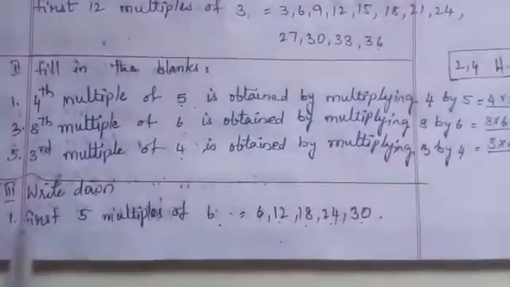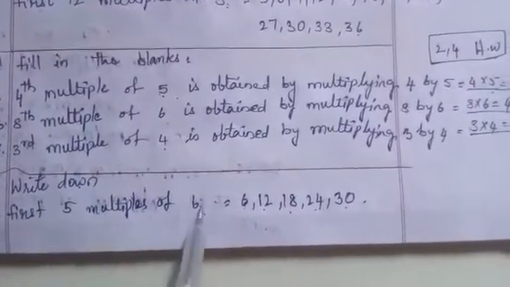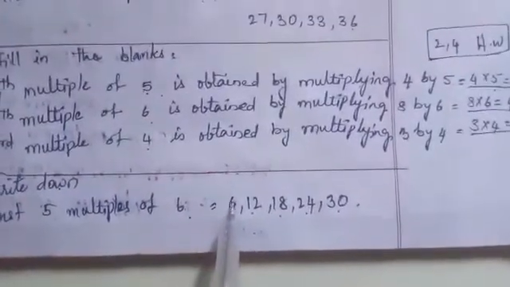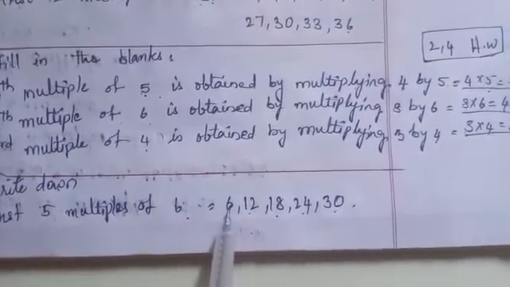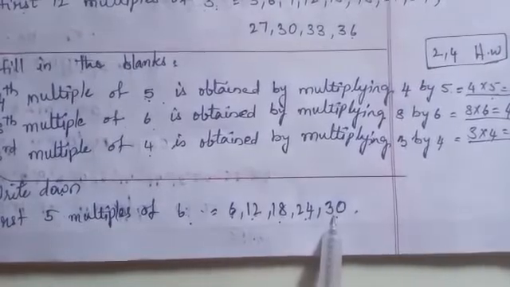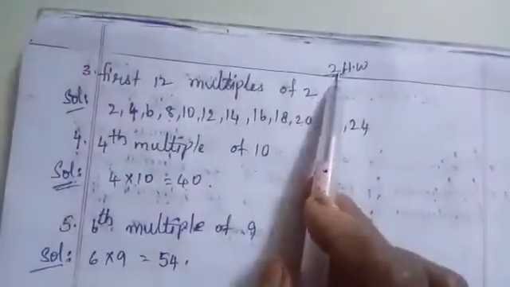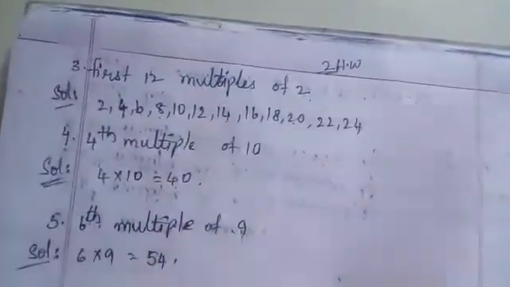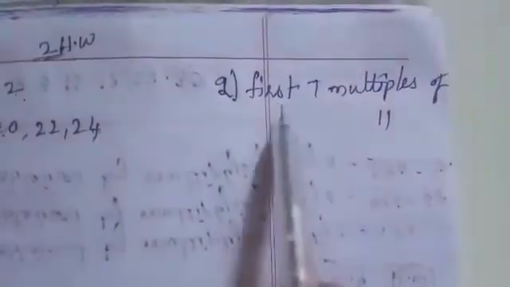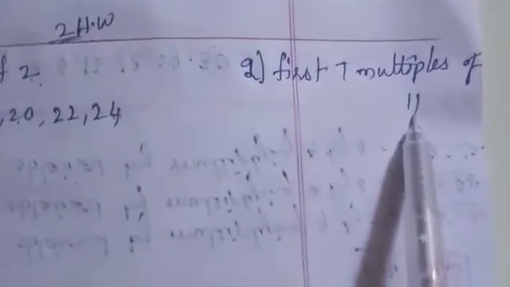Now third bit, write down first 5 multiples of 6. So what are the first 5 multiples of 6? 6 1s are 6, 6 2s are 12, 6 3s are 18, 6 4s are 24, 6 5s are 30. Now second is for homework children. Second one, first 7 multiples of 11, is homework.